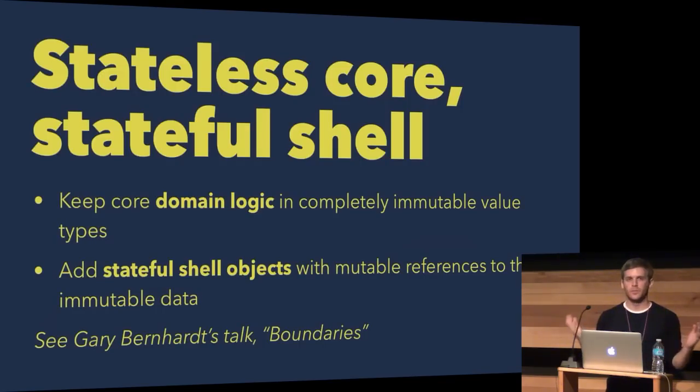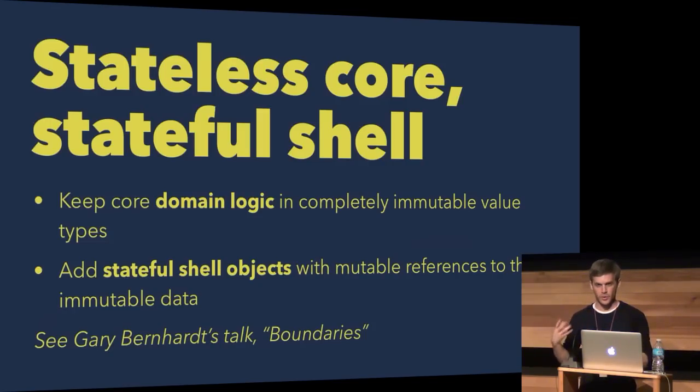This is a simplified example of a larger concept known as stateless core, stateful shell. Gary Bernhardt did a talk about this. But the idea is basically you keep your core logic, your core domain or business logic, in value types and in pure algorithms as much as possible. And then once you get to the point where you need some state, like you need to interact with your GUI or you need to write preferences or whatever, you wrap it around the immutable stuff. So your stateful shell can transform the values that are immutable and update the stateful references to them. You have the shell around the immutable stuff in the middle.